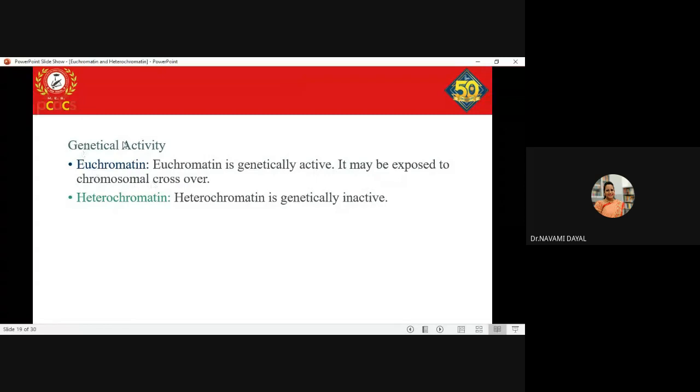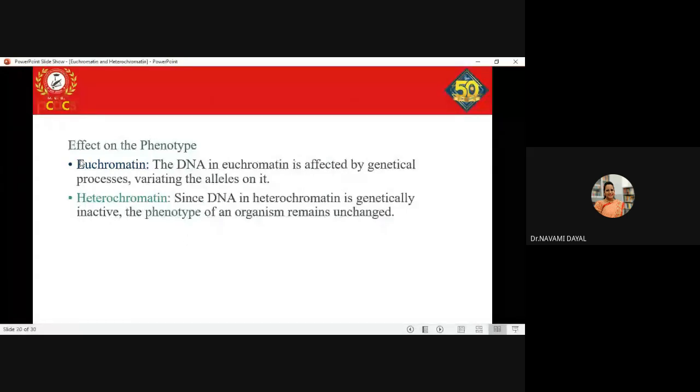Genetic activity: euchromatin is genetically active. It may be exposed to chromosomal crossover events, and heterochromatin is genetically inactive. Because of its tightly condensed nature, crossing over is not possible. So, effects on the phenotype.